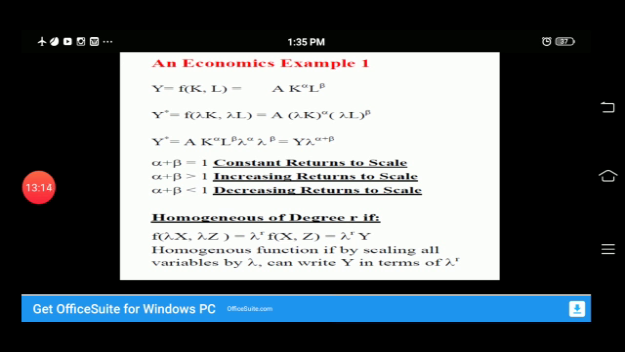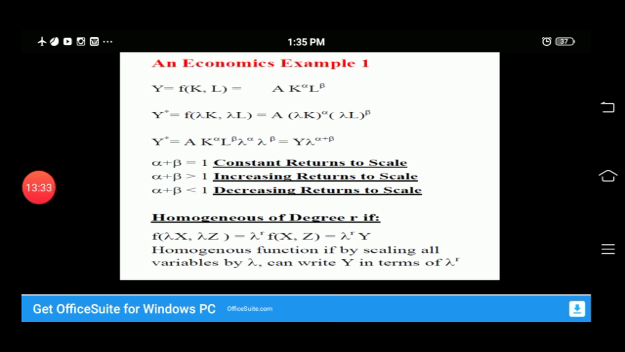Constant return to scale says that alpha plus beta is equal to 1. Increasing return to scale says that alpha plus beta is greater than 1. And decreasing return to scale says that if alpha plus beta is less than 1, then it would be decreasing return to scale. This is important for MCQs.